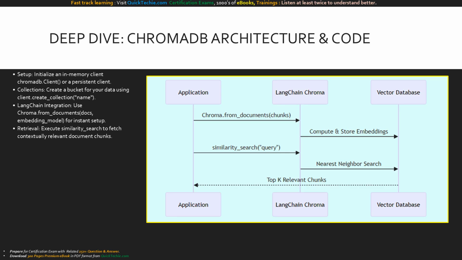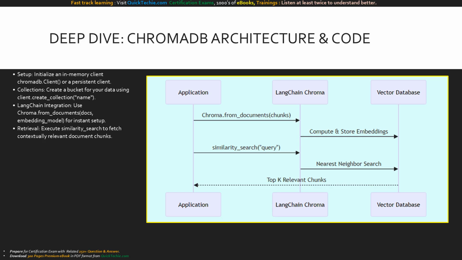First, you initialize a client. For testing, ChromaDB client creates an in-memory database, or you can use a persistent client to save data to disk. Next, you create a collection, which acts as a bucket for your specific project's documents. You can manually feed it text chunks, metadata, and IDs, and Chroma will automatically compute and store the embeddings. But it gets even easier with LangChain. You simply call Chroma.fromDocuments, pass in your text splits, and an embedding model like OpenAI's, and your vector database is instantly provisioned. To retrieve data, calling similarity search on the database returns the exact text chunks that answer your prompt.